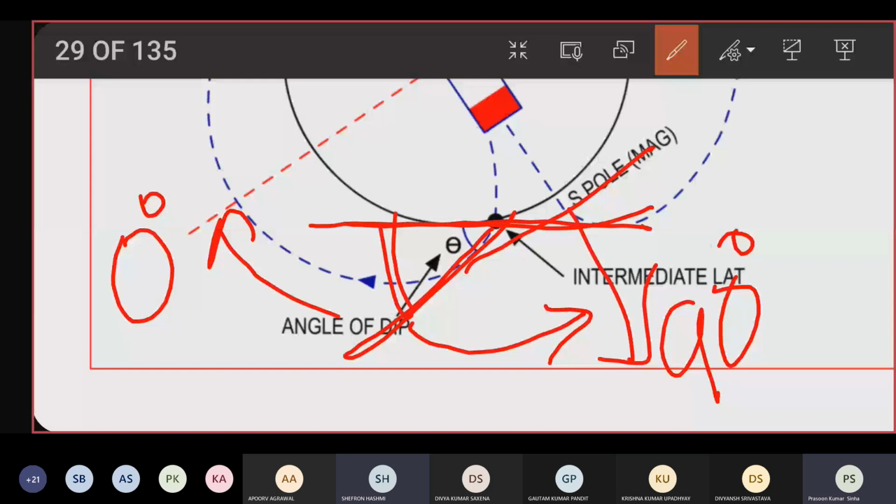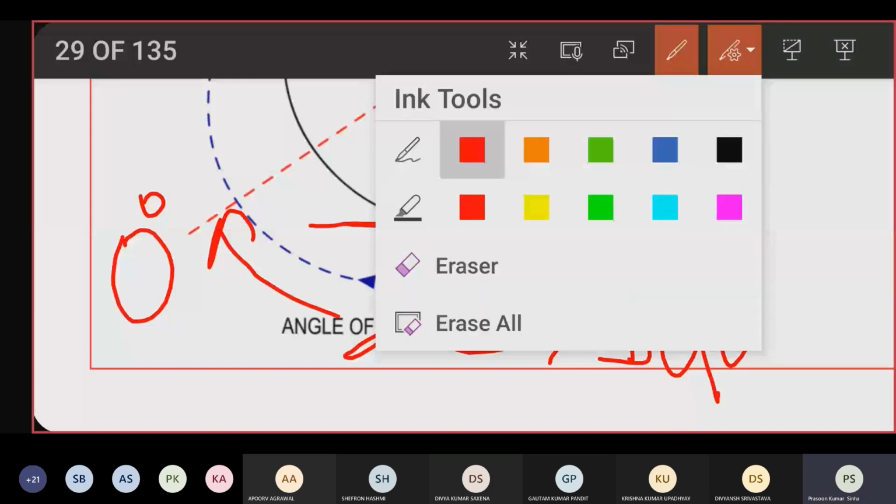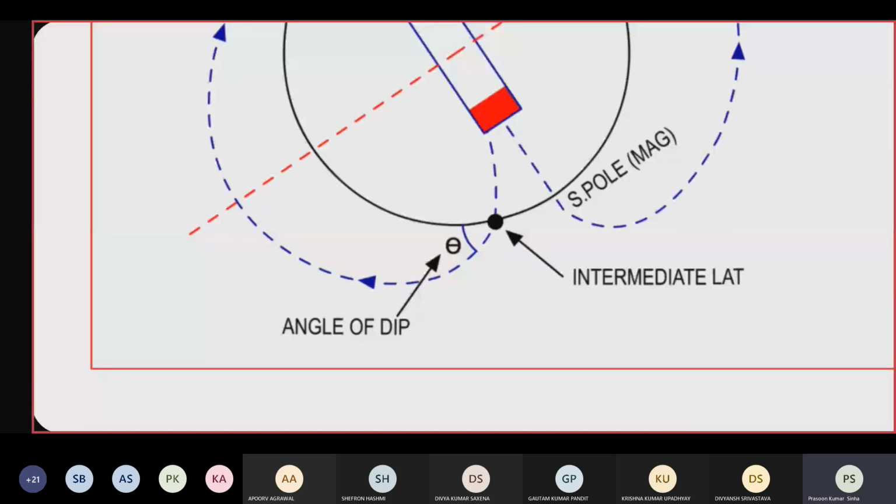Clear हुआ? Yes sir. Good. So अभी और क्लियर होएगा और हम डायग्राम्स देखेंगे और समझ में आएगा. Definitions. मैग्नेटिक पोल किसको बोलते हैं?